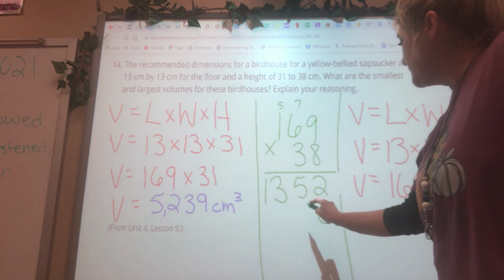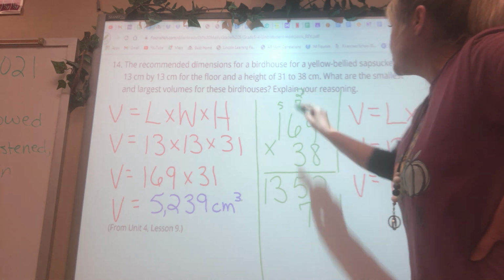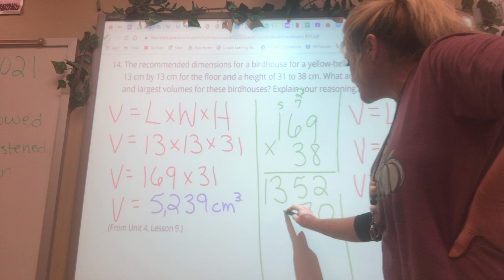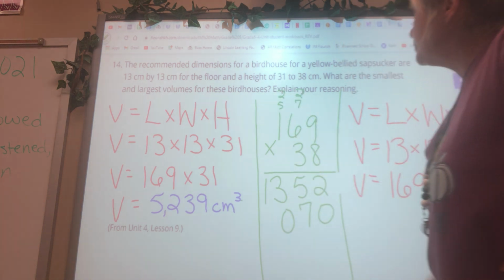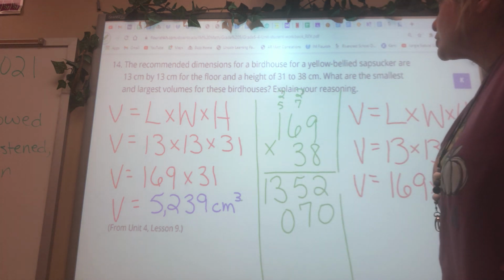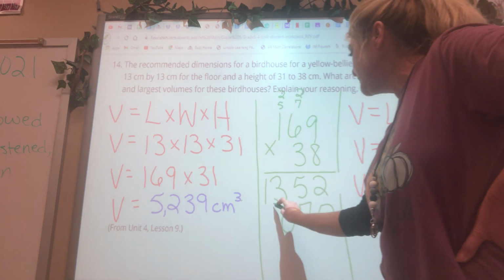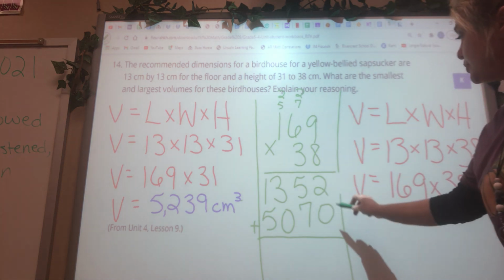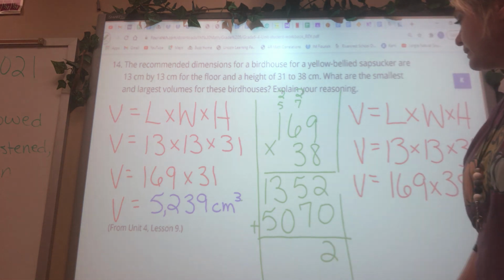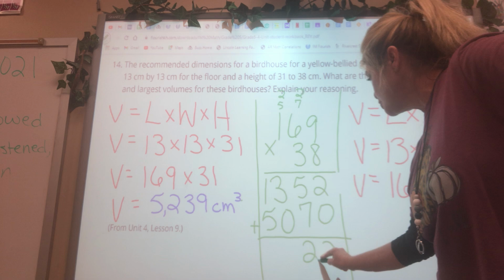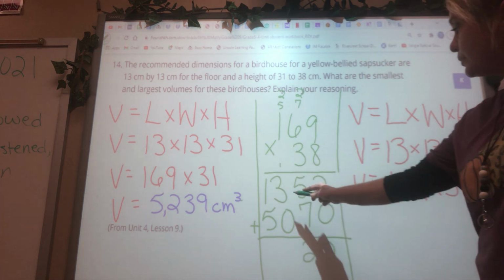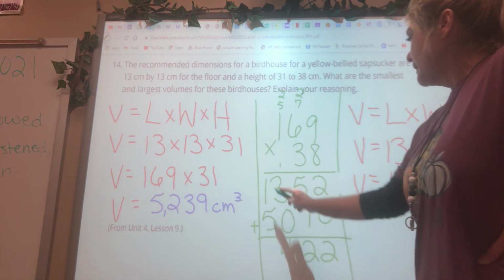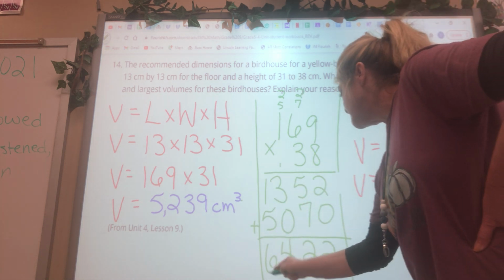3 times 9 is 27, carry my 2. 3 times 6 is 18, plus 2 is 20, carry my 2. 3 times 1 is 3, plus the 2 that I carried is 5. And then I add together. 2 plus 0 is 2. 5 plus 7 is 12, carry the 1. 3 plus 0 is 3, plus the 1 that I carried. And 1 plus 5 is 6.